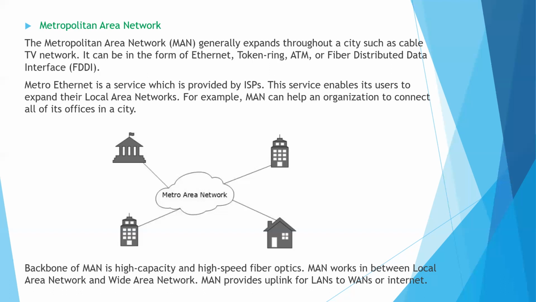For example, MAN can help an organization to connect all of its offices in a city. Backbone of MAN is high capacity and high speed fiber optics. MAN works in between local area network and wide area networks. MAN provides uplink for LANs to WANs or internet. A metropolitan area network is a computer network that is larger than a single building local area network, but is located in a single geographic area that is smaller than a wide area network.